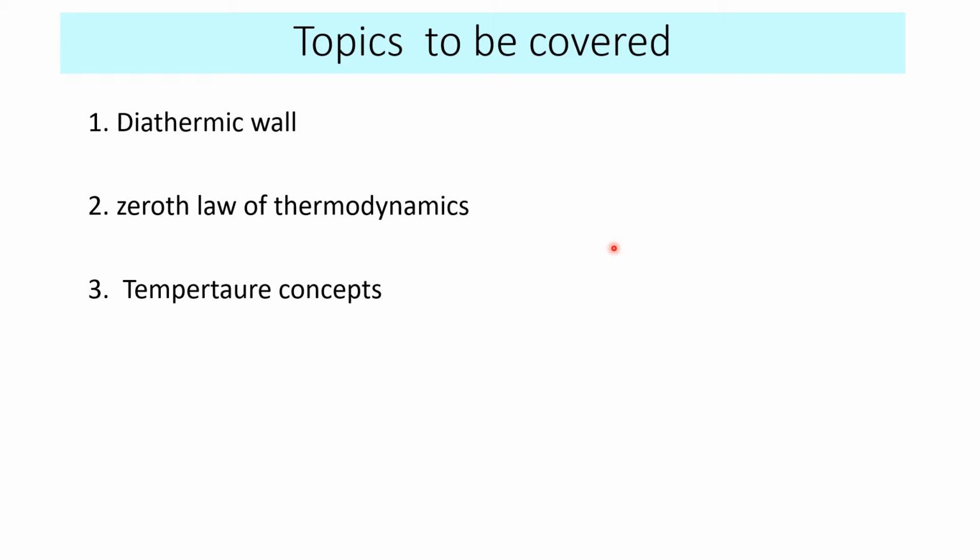Then we have studied the state of the system, what equilibrium means, types of equilibrium, and we have studied what a process is, what the path of the process is, and the quasi-static process as well as the non-quasi-static process. So in today's class we will first study the diathermic wall and the zeroth law of thermodynamics, and some temperature concepts.